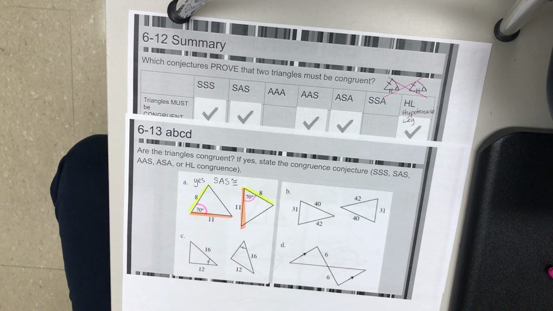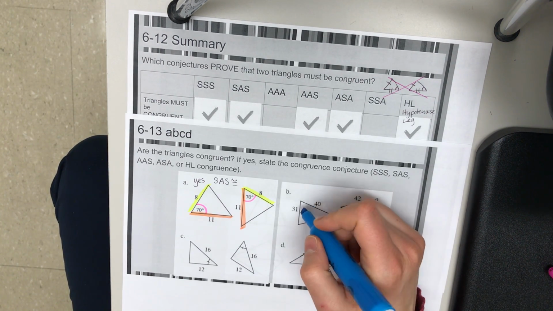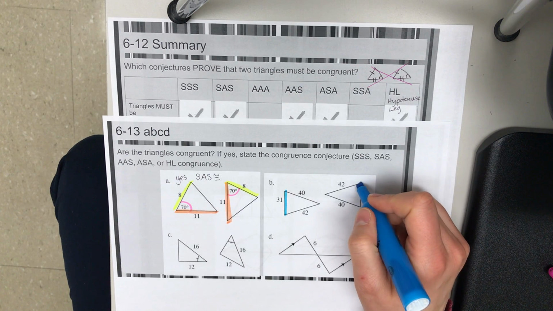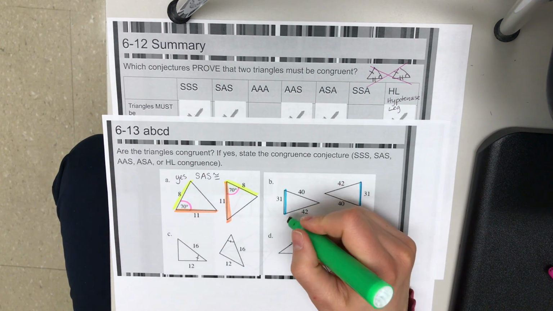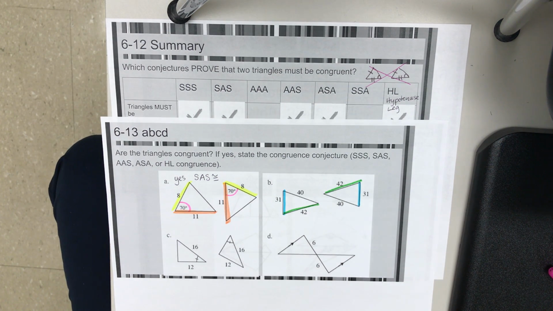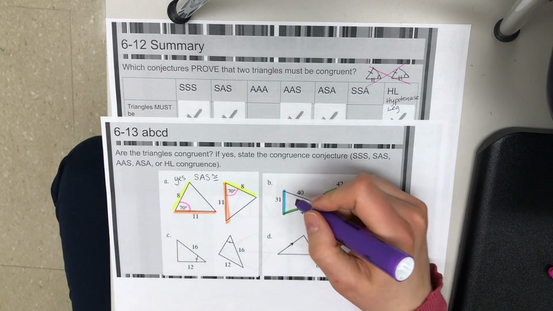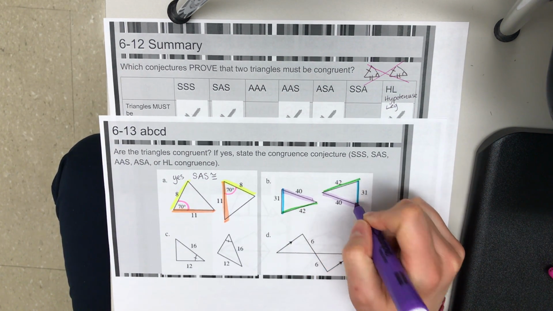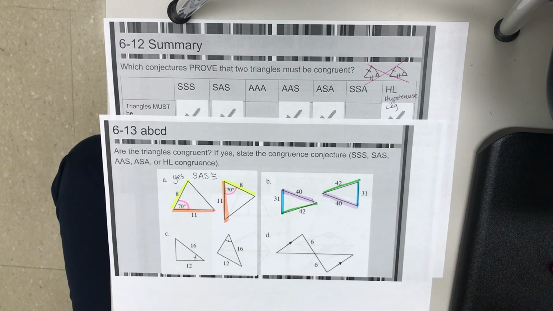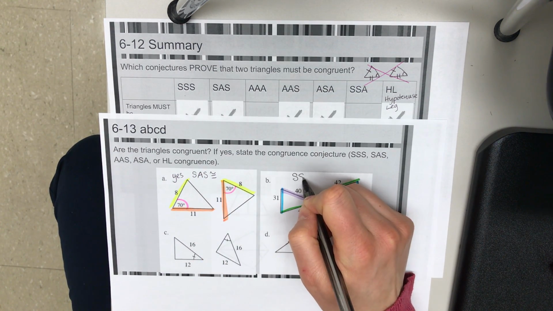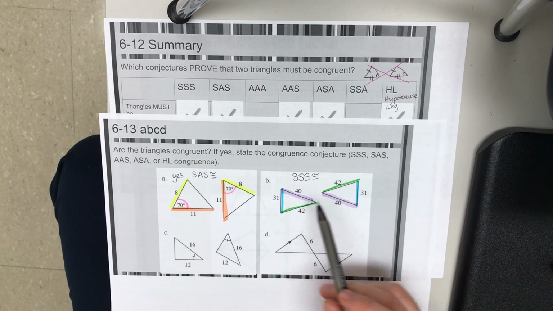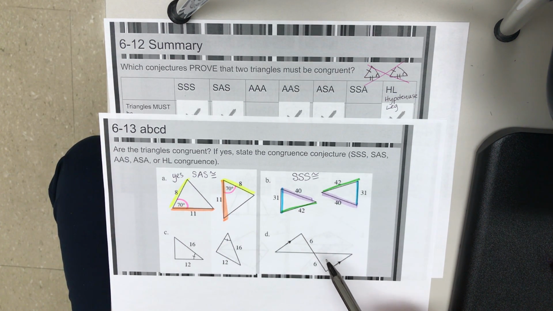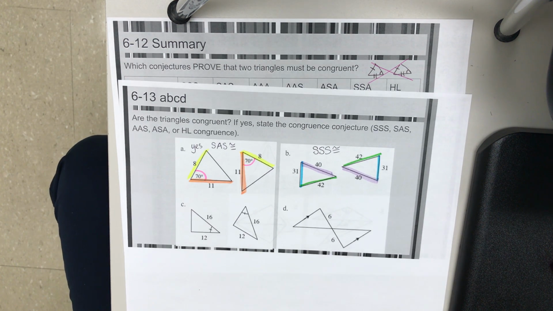Part B, over here, okay? I've got 31 and 31, those are exactly the same. I've got 42 and 42, exactly the same. And I've got 40 and 40, so all three sides are exactly the same. So those triangles are congruent by SSS. Okay, three sides in one triangle, three sides in another, that's where SSS comes from. Okay. Part C.